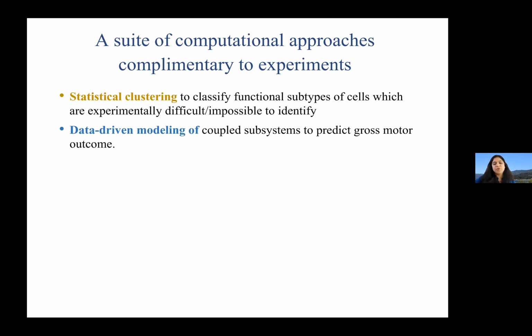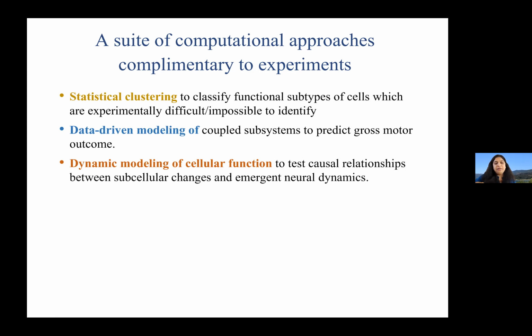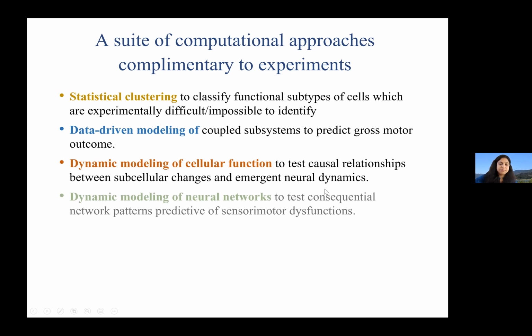Basically in systems which are coupled. In other words, connecting neurons to muscles and things like that. Mainly, the main thing I'll talk about today is dynamic modeling of cellular function. This is with the purpose of testing causal relationships when we observe subcellular changes. How does that affect the emergent dynamics of these neurons?